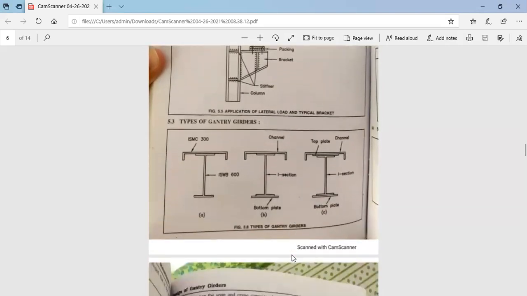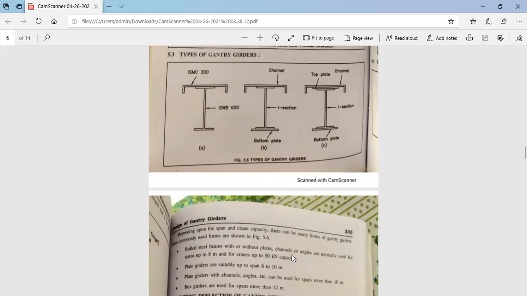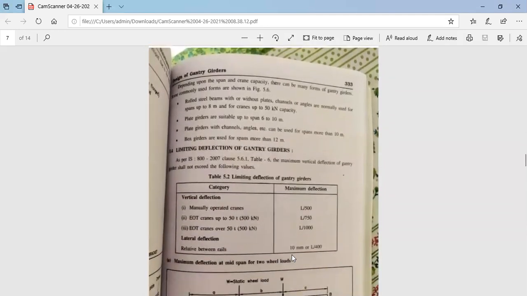Next is types of gantry girders, which is A, B, and C. There are different types of gantry girders. Depending upon the span and the crane capacity, there can be many forms of gantry girders. Some commonly used forms are shown in the figure.